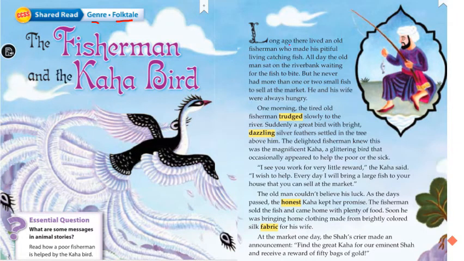Long ago there lived an old fisherman who made his pitiful living catching fish. All day the old man sat on the river bank waiting for the fish to bite, but he never had more than 1 or 2 small fish to sell at the market. He and his wife were always hungry. One morning the tired old fisherman trudged slowly to the river.